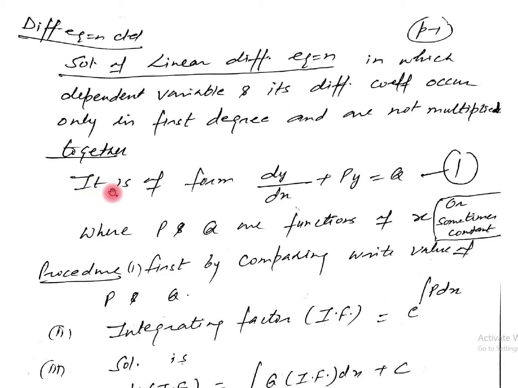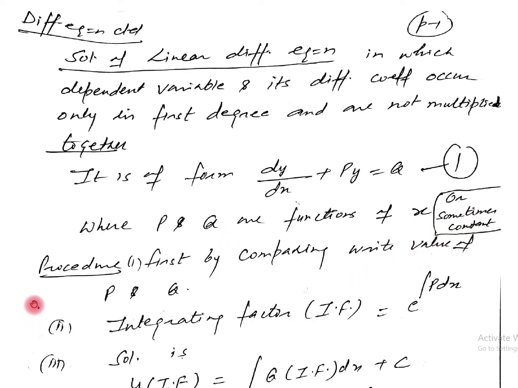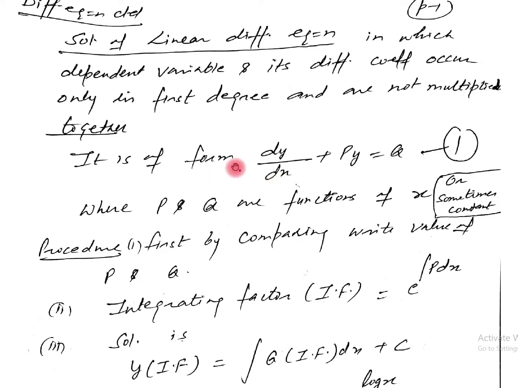Now here it is always of the form dy by dx plus py equal to q, where p and q are functions of x or sometimes constants. Let us see it again. The linear differential equation is always put in this form, dy by dx plus py equal to q, where p and q are functions of x or sometimes constants. Now let us see the procedure to solve a linear differential equation of this type.